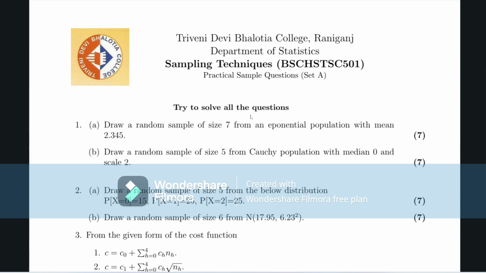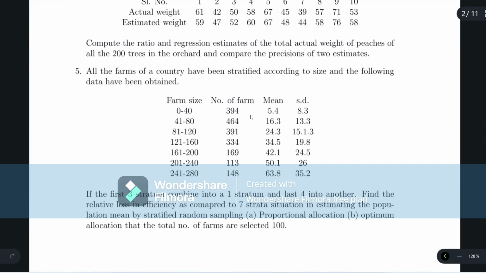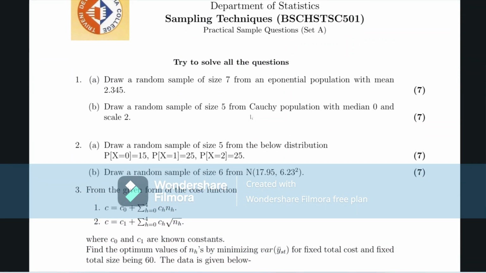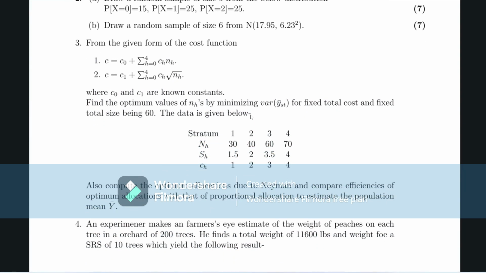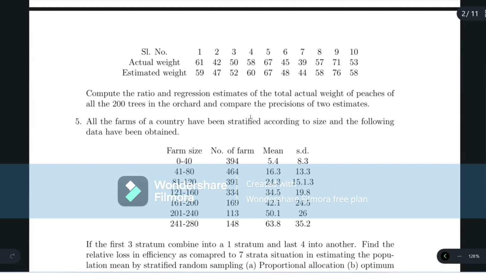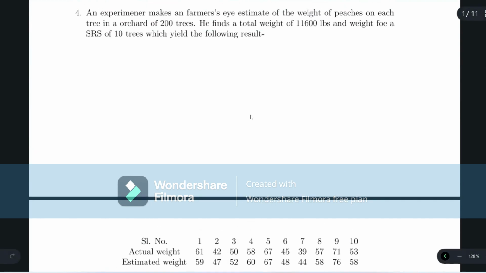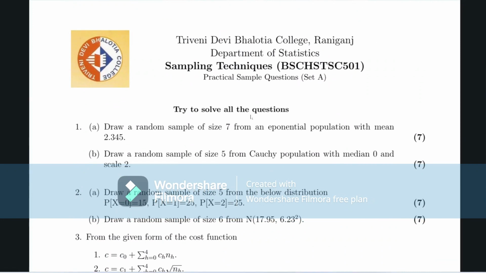Today I am going to discuss the practical problems related to sampling techniques. So here in this PDF there are 5 practical problems related to sample survey. Some problems are from generation of random sample, two from stratified random sampling, and the last one is also from stratified sampling, and the fourth one is ratio and regression estimates. So let's discuss from the beginning.